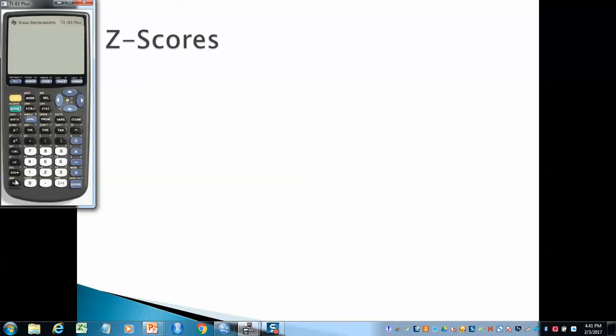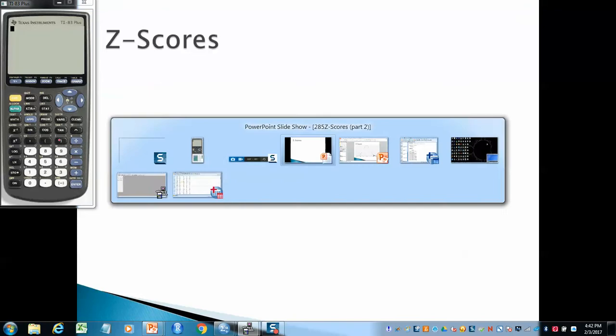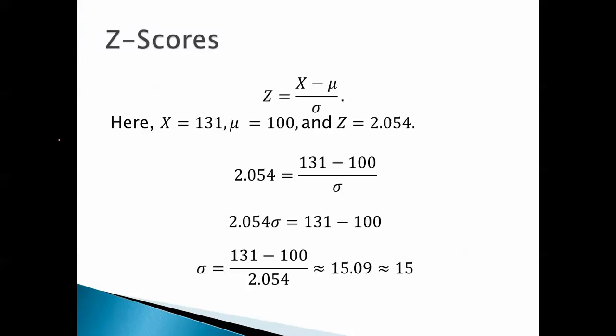So let's see. Let's turn this thing on. Under DISTR, choose invNorm. We're just going to choose invNorm of 0.98. Close the parenthesis. And we end up with 2.0537. Let's just round that to 2.054. Okay, so z equals x minus mu over sigma.